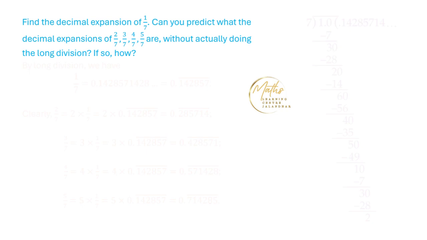The next question we have is, find the decimal expansion of 1 by 7, and can you predict what the decimal expansion of 2 by 7, 3 by 7, 4 by 7 and 5 by 7 is without actually doing the long division process. So first of all, we have to calculate the value of 1 by 7. So we are dividing this number 1 by 7.